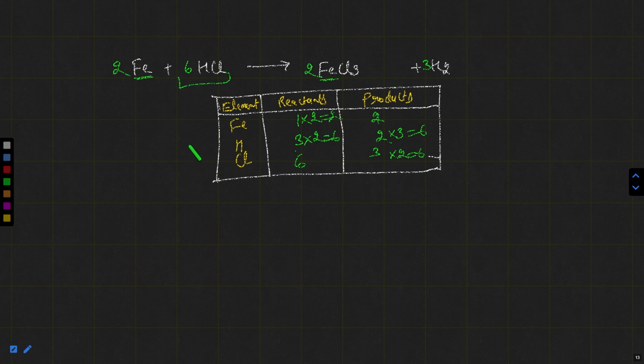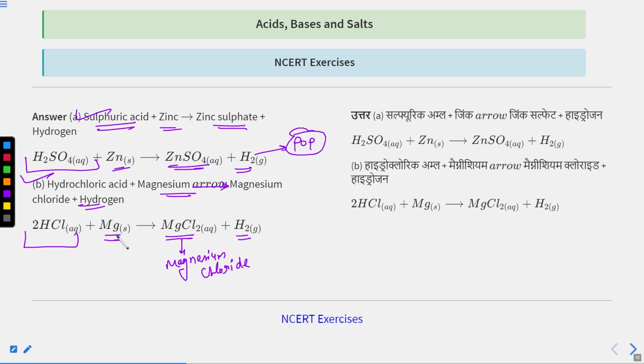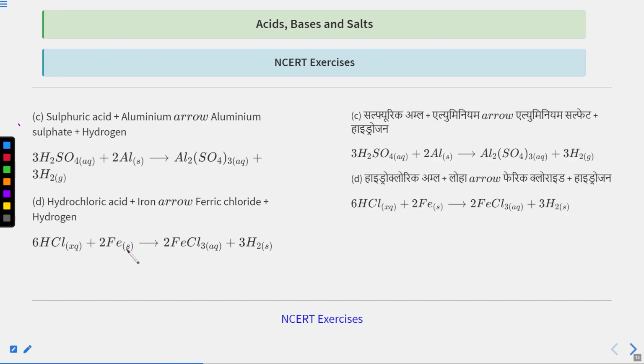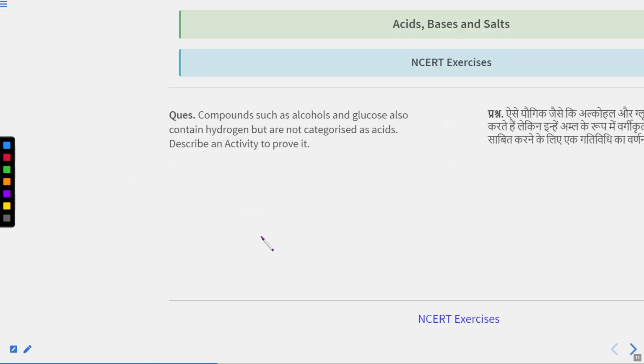So 2Fe plus 6HCl gives 2FeCl3 plus 3H2. You can see, 2Fe plus 6HCl gives 2FeCl3 plus 3H2. So this is the answer of this particular question.